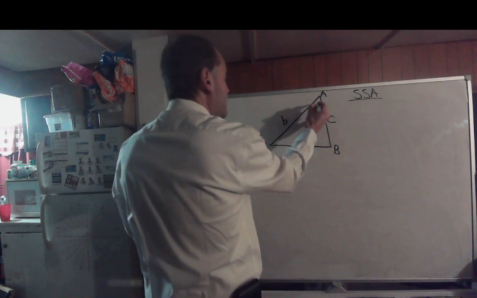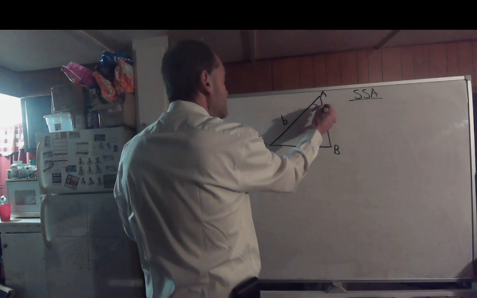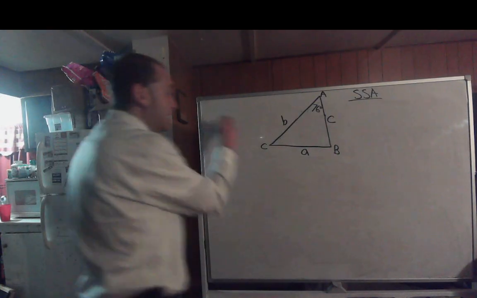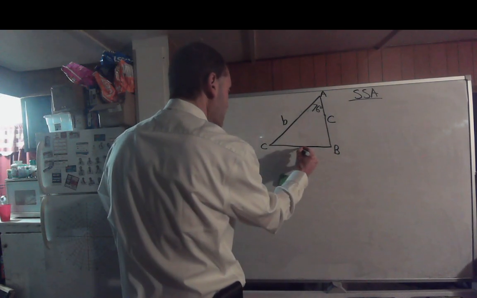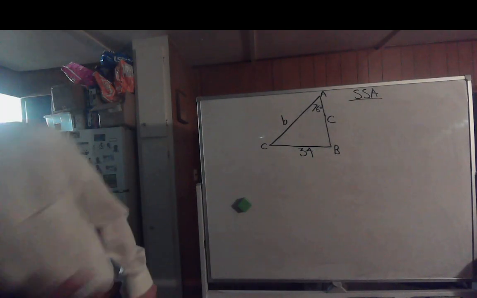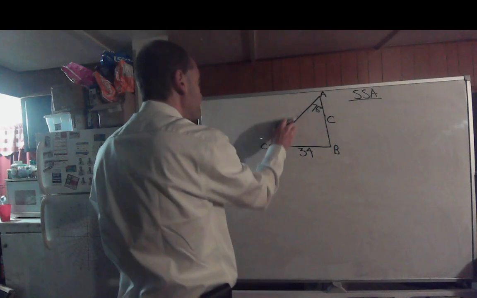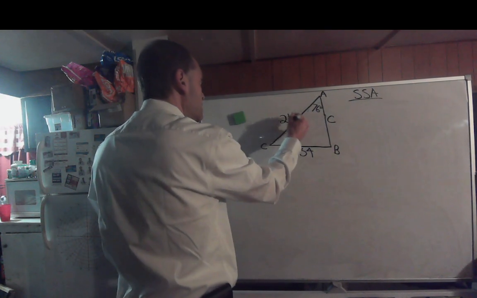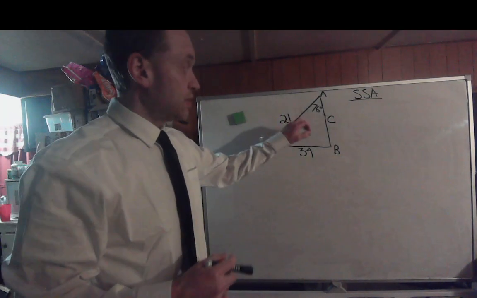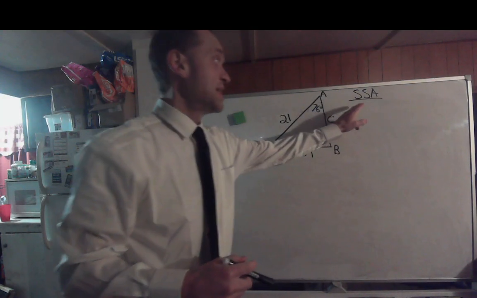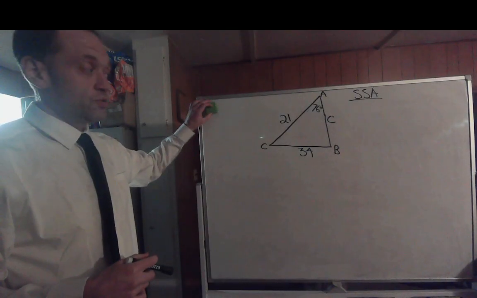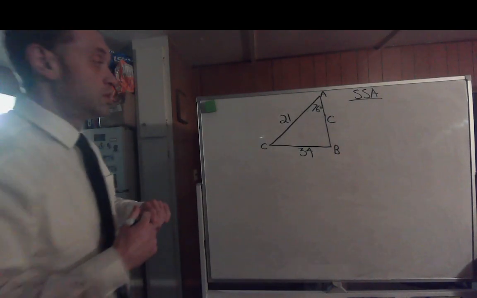Alright, angle A is 76 degrees. Side A has a length of 34. And then side B has a length of 21. Alright, so we have 2 sides and a non-included angle, so this is yet another side-side angle case. Now the question is, 1 triangle, 2 triangles, or no triangle?